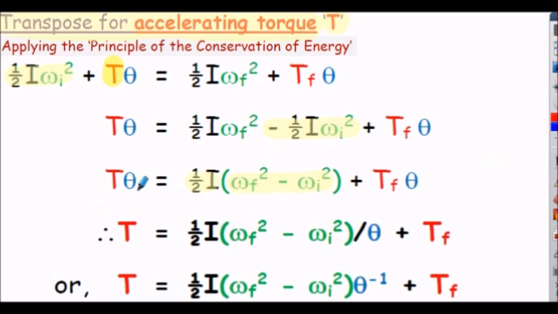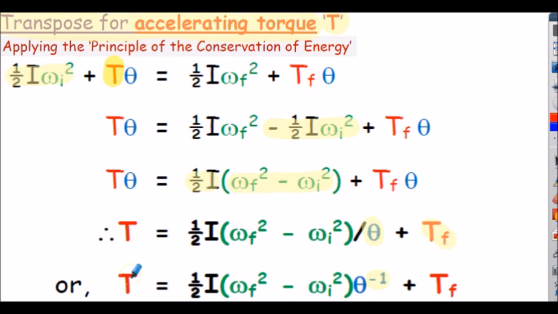And on the next line I simply divide both sides by theta, shown here. Notice the first term related to half I omega is fully divided by theta, and of course the TF theta term here is divided by theta. That's why it's simply TF on this line here. And all I've changed on the final line is to bring the theta from the denominator to the numerator. So instead of dividing by theta in this line, I'm now multiplying by theta to the negative 1 in this line. So we've transposed the equation for T.